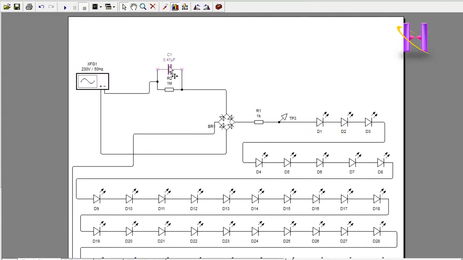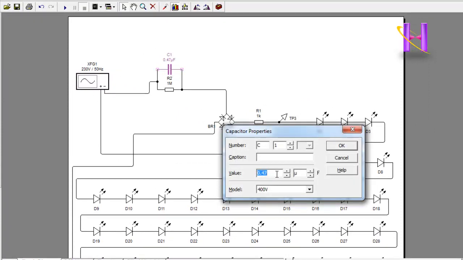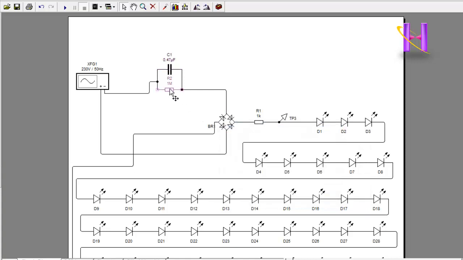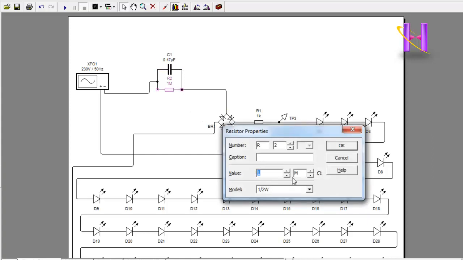Next, I have connected a capacitor and a resistor in parallel to the capacitor. The capacitor is a non-polar 250 volt 0.47 microfarad capacitor. Resistor value is 1 megohm and rating is 1 watt.